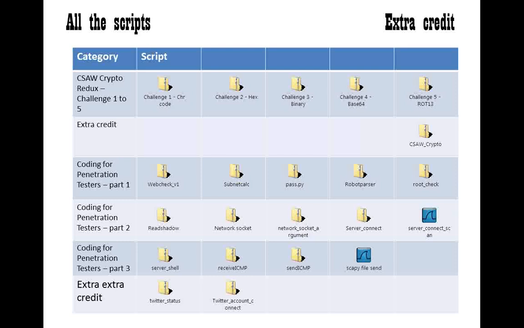Well, here are all the scripts. I've embedded them in zip files, and I will have this presentation up on my blog for whoever wants to take it and play with these scripts and do what have you. I include the Seesaw crypto module, and I also include two different network traces, where one is the trace when I was doing the Scapy file send, and the other, the server connect. And I also include two extra scripts for my extra credit, my Twitter status update and the Twitter account connect. And I'll go on to those in a little bit.